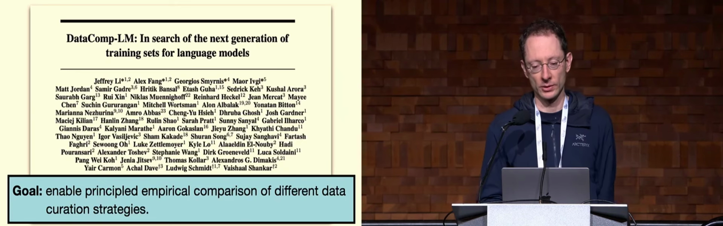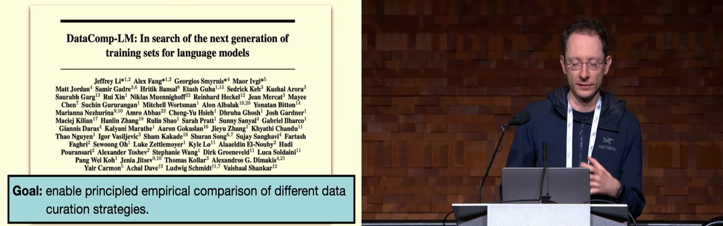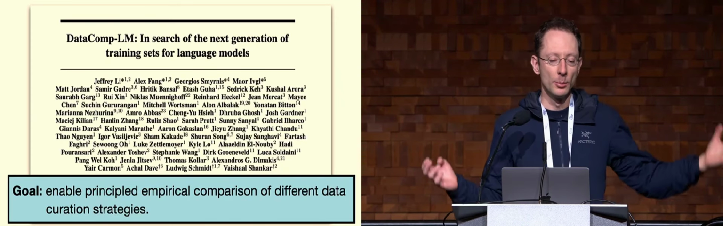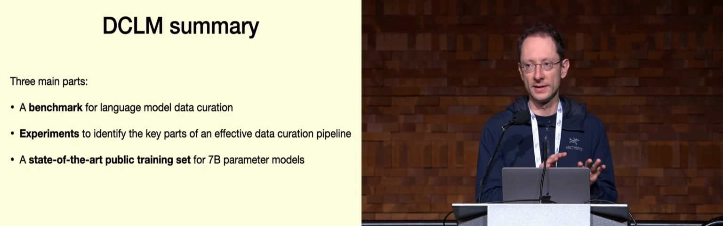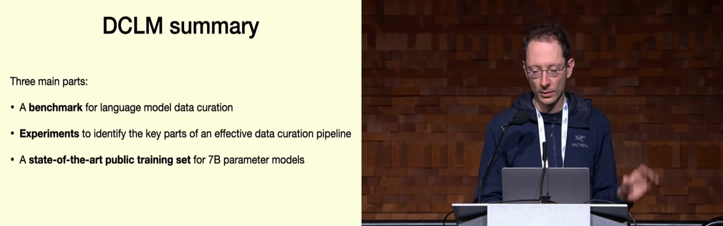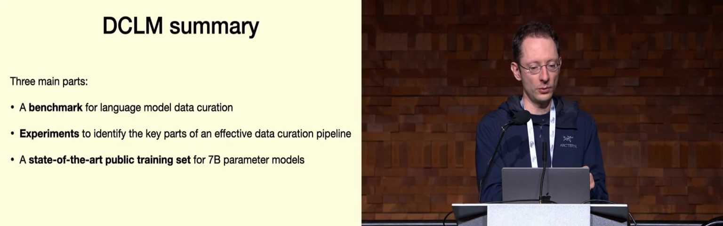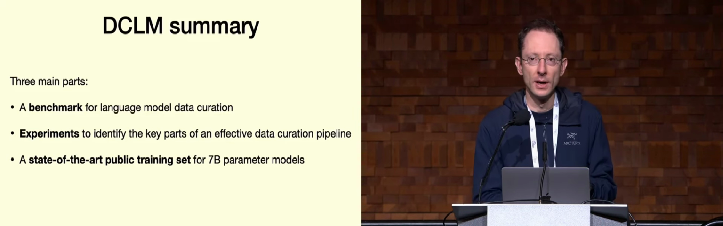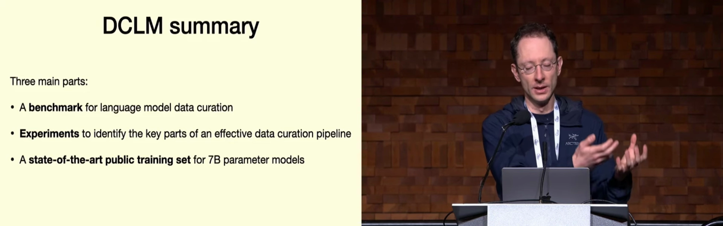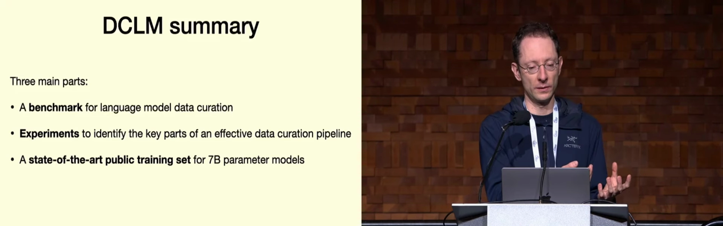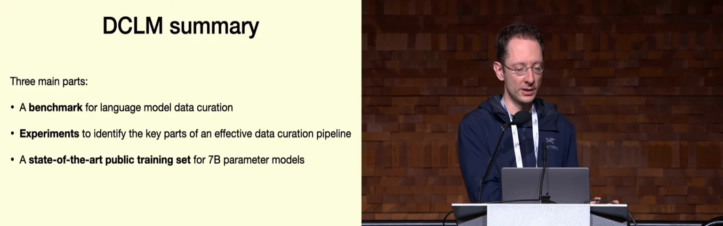Cool. The goal of this project was to build a framework for principled empirical comparisons of different data curation strategies. We can put everything into the same framework and see what really works best for building a state-of-the-art language modeling dataset. Overall, DCLM has 3 parts. The first one is the benchmark we put together for language model training curation. You can think of this benchmark as our experimental platform. And once the experimental platform was in place, we did a lot of experiments to figure out what the key pieces are and how we can improve over the state of the art in pre-training data curation.